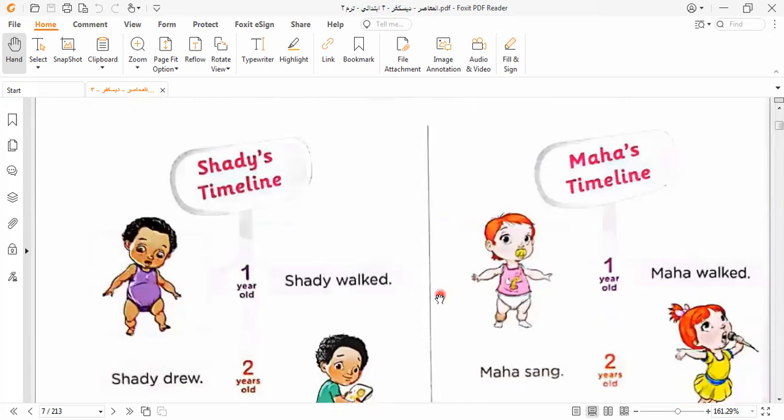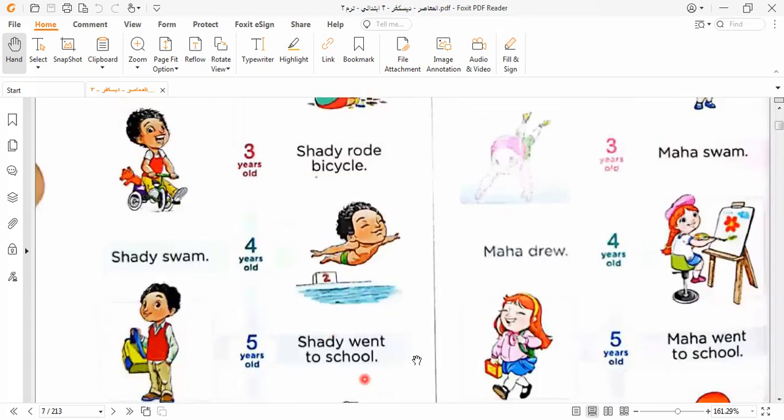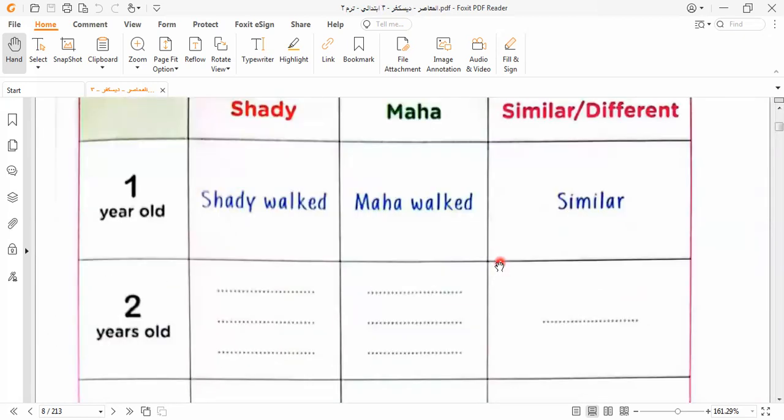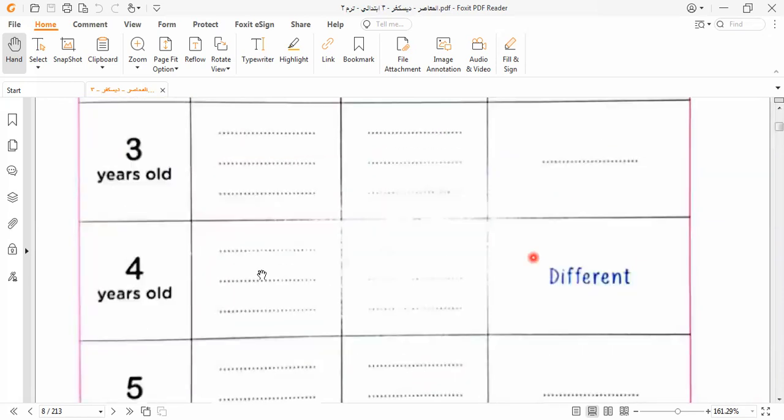At 1 year, both Shady and Maha walk. In 5 years, both go to school. In 6 years, both learned how to read. These are the similarities between them. So what's the difference?